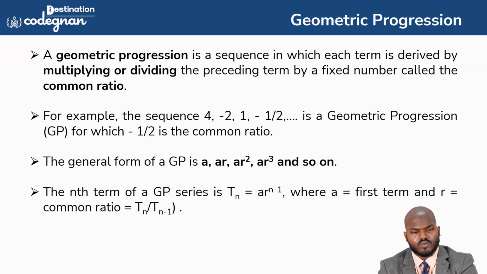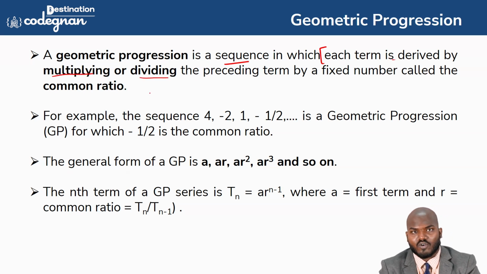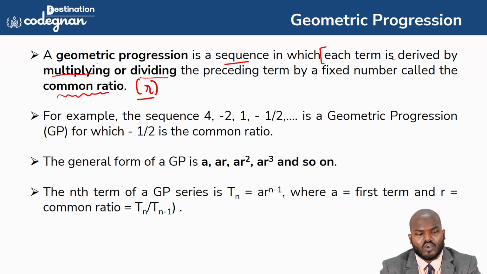First, a geometric progression is a sequence in which each term is derived by multiplying or dividing the preceding term. Here I told you, you need to do multiplication or division. There we called it D, the common difference. Here you need to call it R, the common ratio.